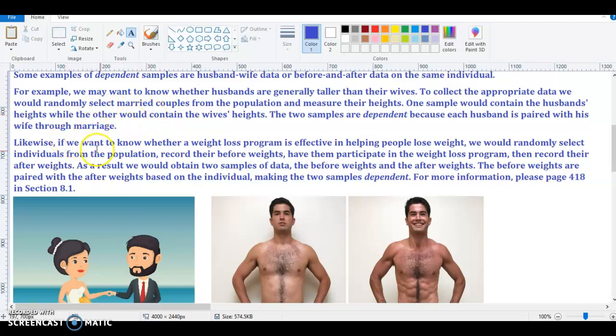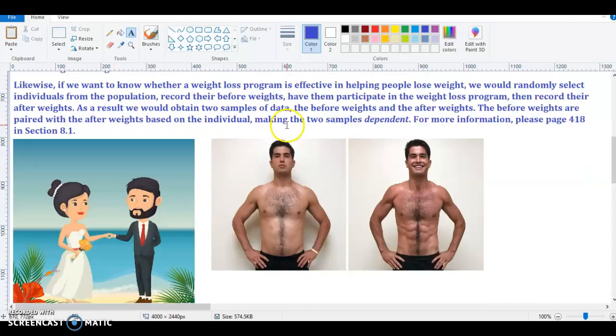Likewise, if you want to know whether a weight loss program is effective in helping people lose weight, we would randomly select individuals from the population, record their before weights, and then have them participate in the weight loss program, and then record their after weights. Pause the video and read that on your own if you have to, so that it makes sense for the type of data that we're collecting.